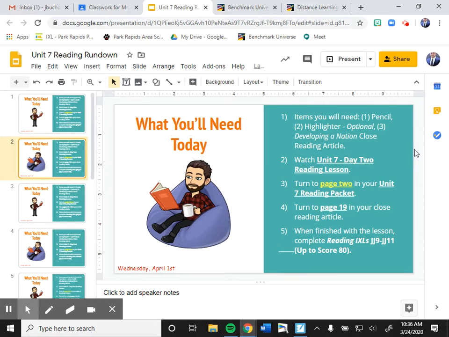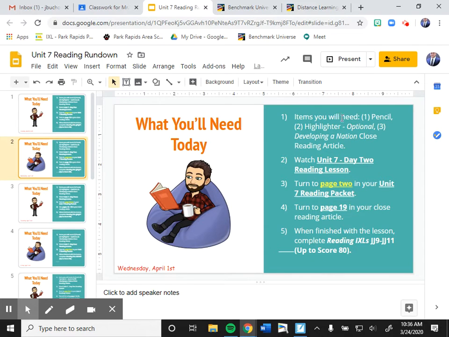So today we're going to be working on describing the overall structure of a text. Our objectives today are: I will be able to describe the structure of a text that compares and contrasts, and then we're going to share our understanding by filling out the chart on page 2 of our reading packet.